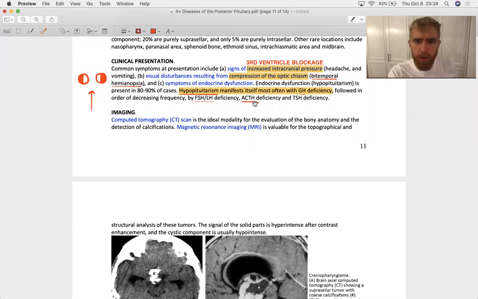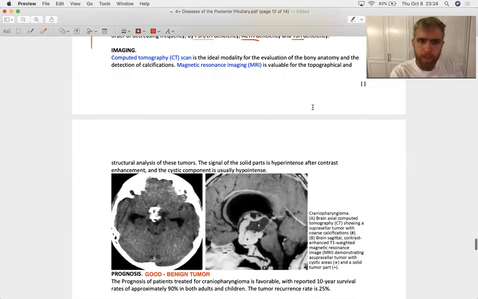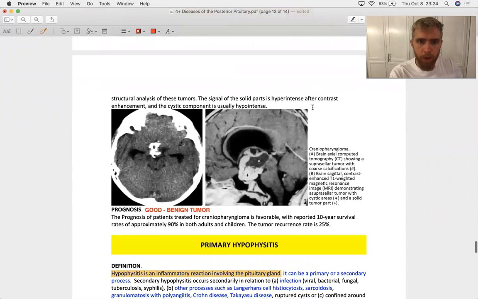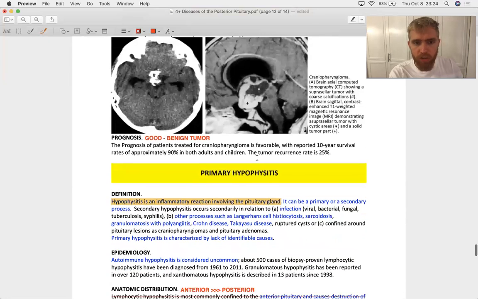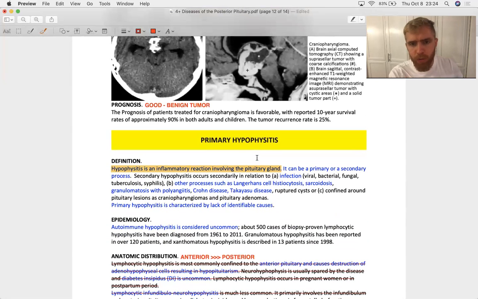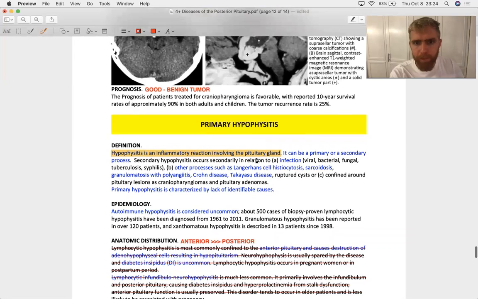Adrenocorticotropic hormone, what does that make? Well, it tells the adrenals to make cortisol. And if you were to lose that, then you would go hypotensive and probably feel very fatigued because cortisol is a get up and go type of hormone. And TSH deficiency, that's thyroid stimulating hormone, we'll get the hypothyroidism. CT is imaging of choice. MRI is nice too, but because these things calcify, that's going to likely be in the question stem. Great prognosis, benign tumor, just go in and take it out. And don't mess up.